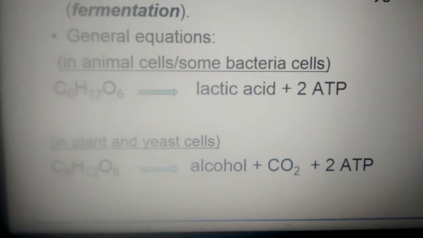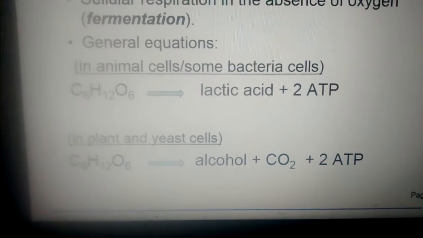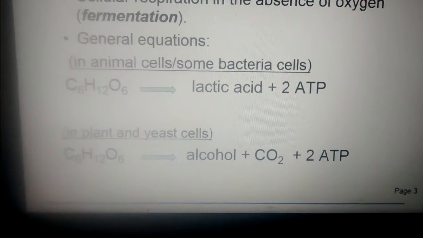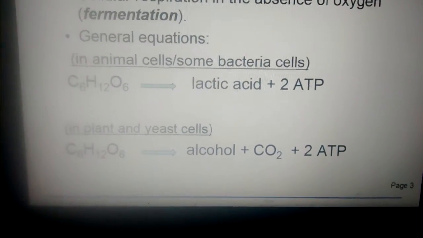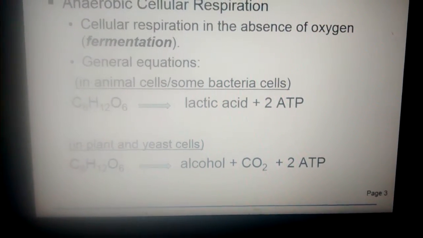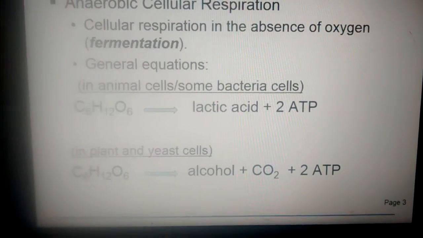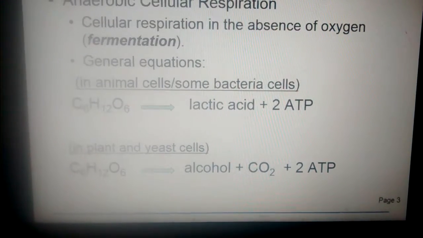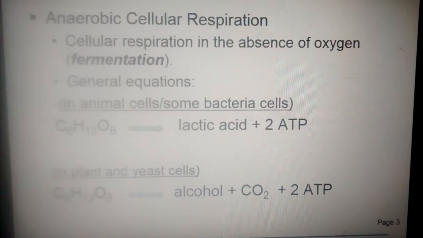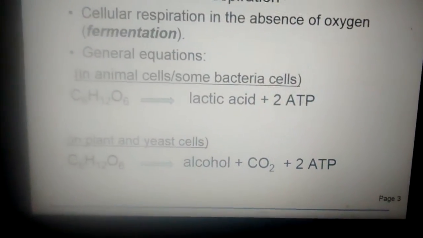In other types of cells, such as plant cells and yeast cells, 1 molecule of glucose in the absence of oxygen would turn into alcohol. It would produce carbon dioxide, and it would produce only 2 molecules of ATP. Later, I'll show you the commercial application that these 2 processes have in the food industry and also in the brewing industry. Again, anaerobic cellular respiration is also known as fermentation.